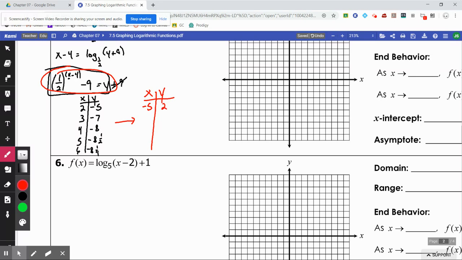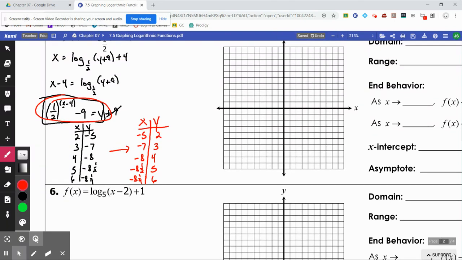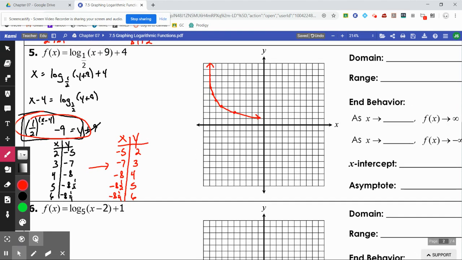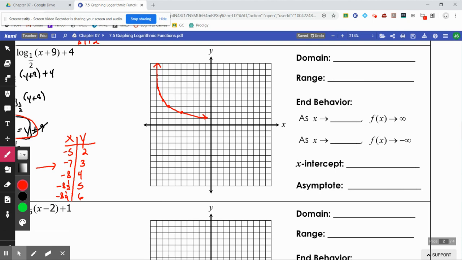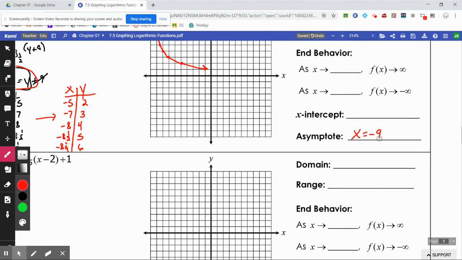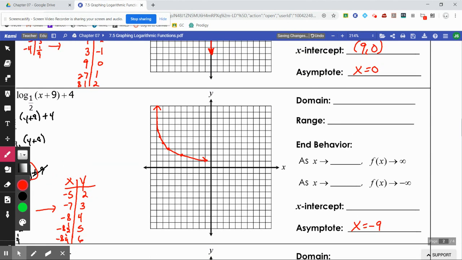And here's the x and y values you now have. And then as we graph those, we get a look at what our logarithm function would look like. Now let's go through and talk about all the things. And you do see your asymptote line there is now x equals negative 9. And again, you can see why.